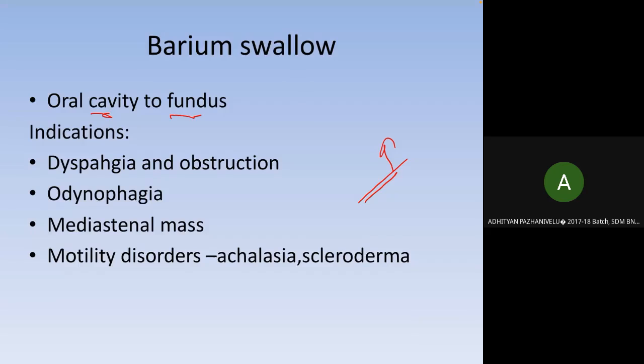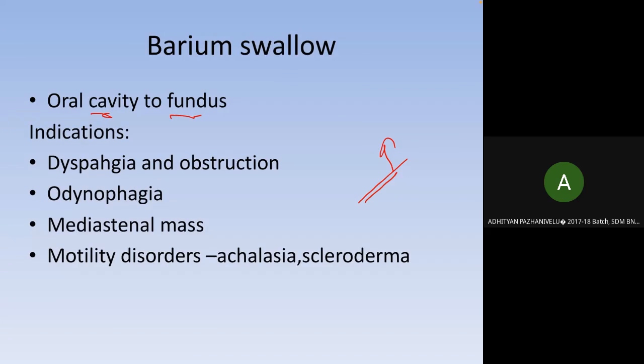When can we do this barium swallow? First thing is dysphagia. Dysphagia is difficulty in swallowing, and then there is obstruction. The patient is not able to swallow or the food is not going into the stomach. You can do a barium swallow to see where the obstruction is.